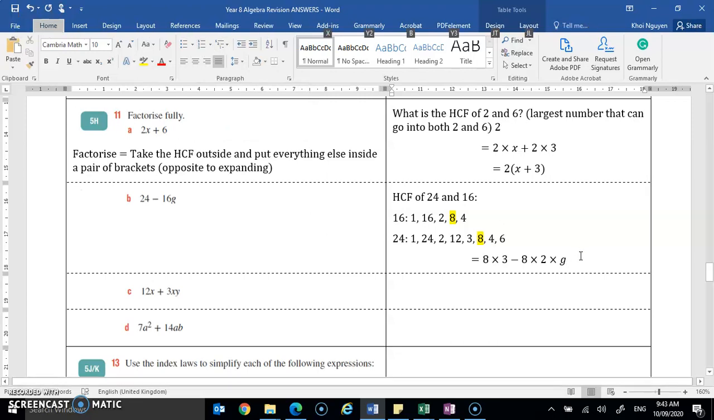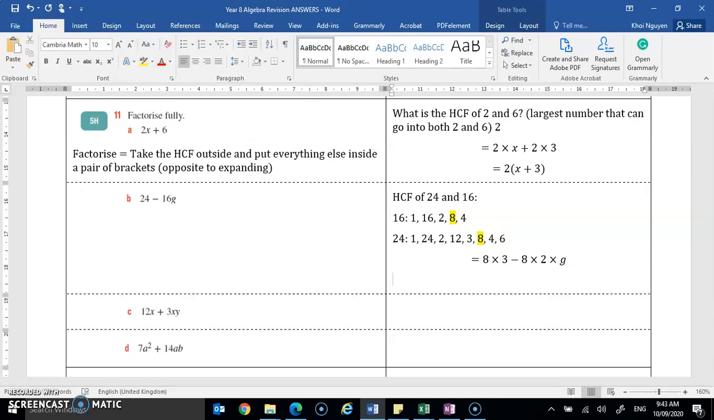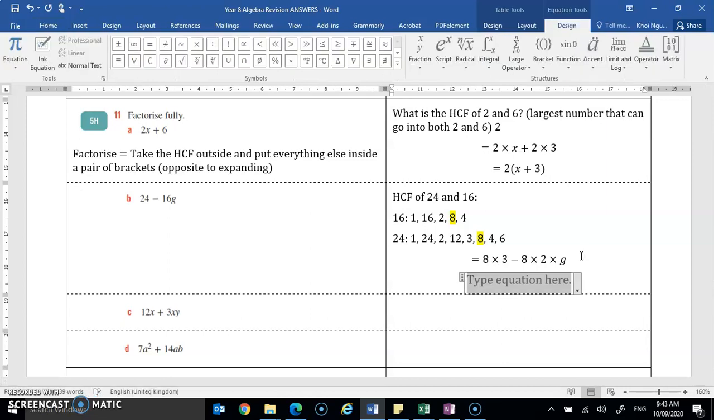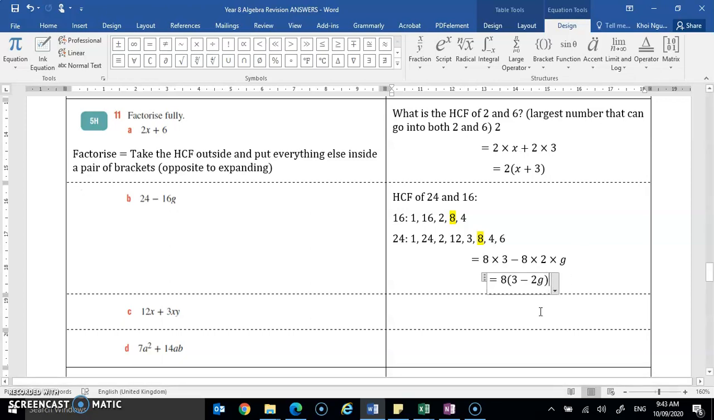So what do we have next? So next we're taking the 8 out as a common factor. Okay, so 8 goes outside. What do we have left? So the first one we have 3, and then the second one we have minus 2 and G, so 2G, right? And this is our factorization.